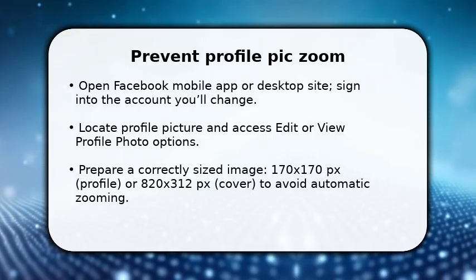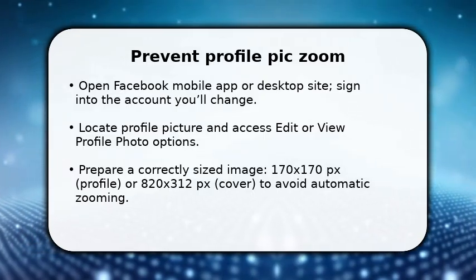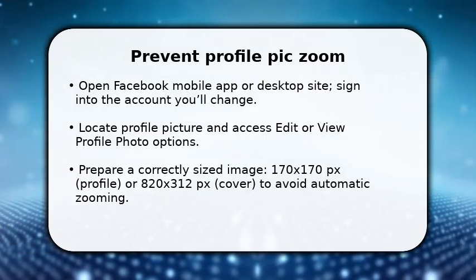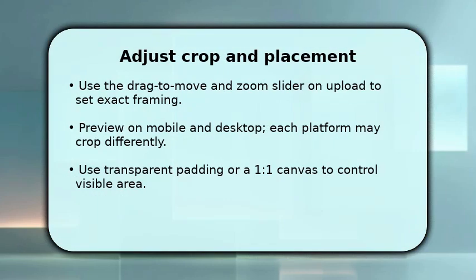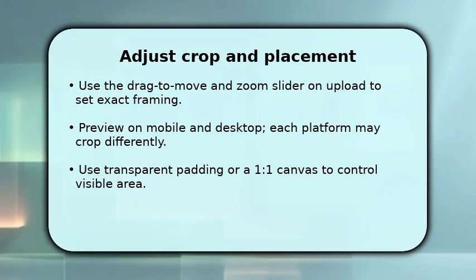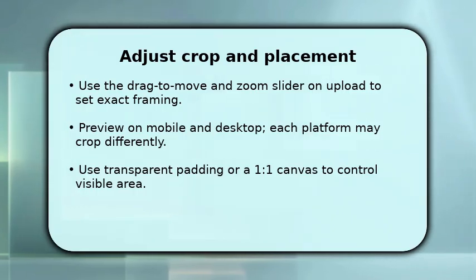This first step reduces the chance Facebook will force a zoomed crop, and it sets you up for finer control next. Now adjust the crop precisely so the displayed image stays unzoomed. When uploading, drag the photo to the exact position you want and use the zoom control sparingly. Zooming in triggers closer crop.